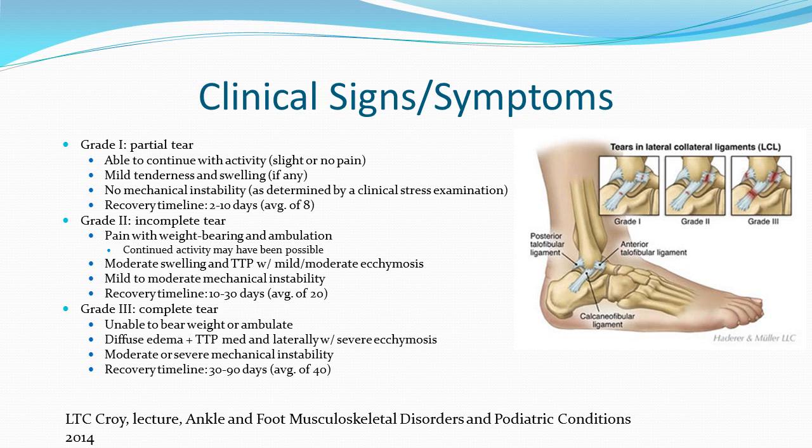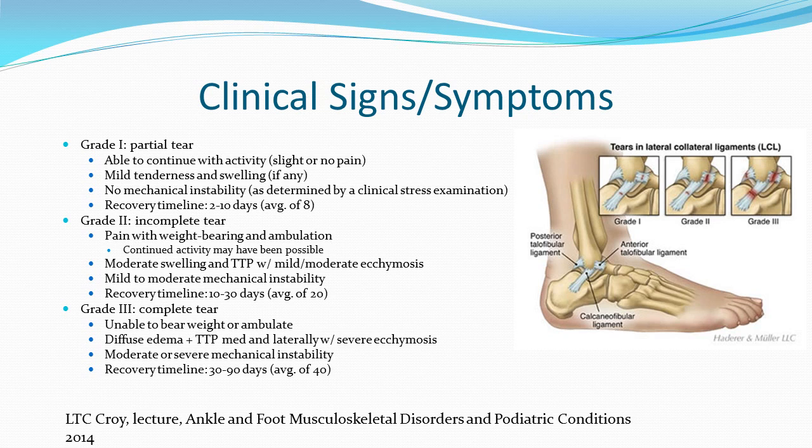Grade 2 is an incomplete tear. There is pain with weight bearing and ambulation. They may have had to sit out the remainder of the game, or they may have continued to play on it and work through the pain. There is moderate swelling and tenderness to palpation, with maybe some mild to moderate ecchymosis visible. There's mild to moderate mechanical instability, and the recovery timeline ranges between 10 and 30 days, with the average being around the 3-week mark.